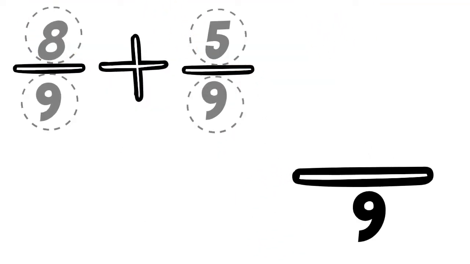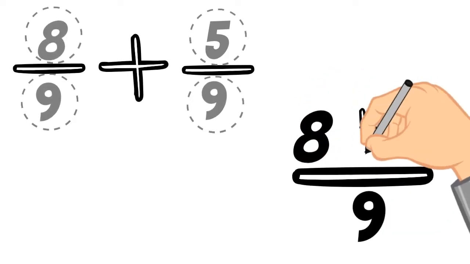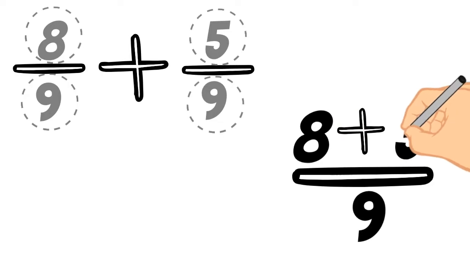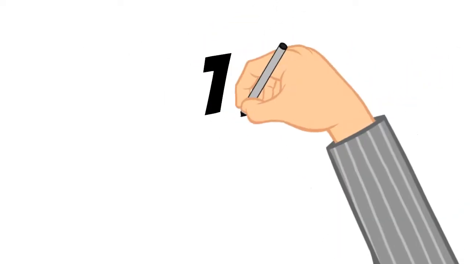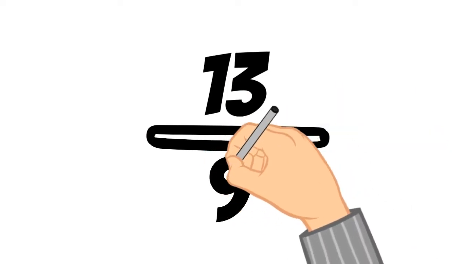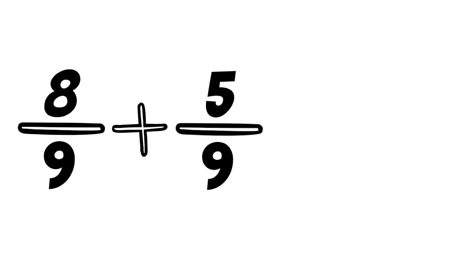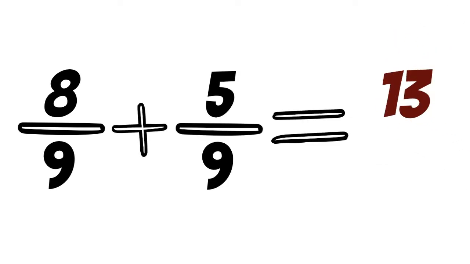Now, add the top numbers. That is 8 plus 5. So, 8 plus 5 is equal to 13. So kids, 8 over 9 plus 5 over 9 is equal to 13 over 9.